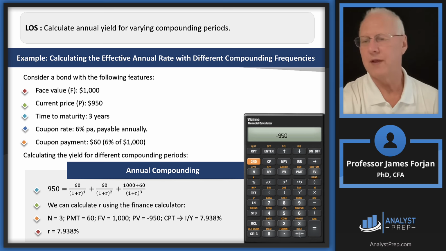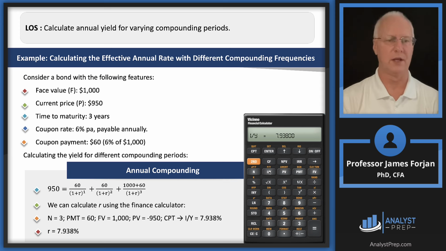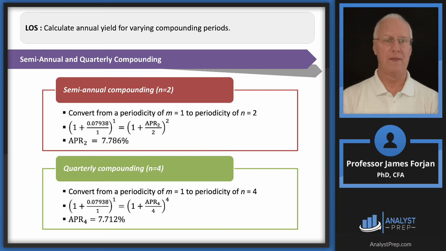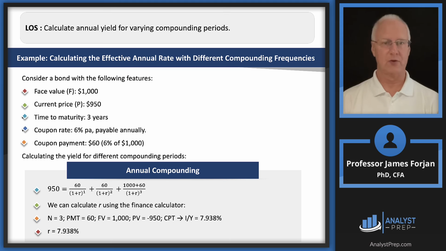950, make it negative down here with the plus minus. That's present value, and then we have to compute I, and there you go, 7.938%. Well, let's suppose that that previous bond, which paid interest, here let me go back quickly, paid interest annually.